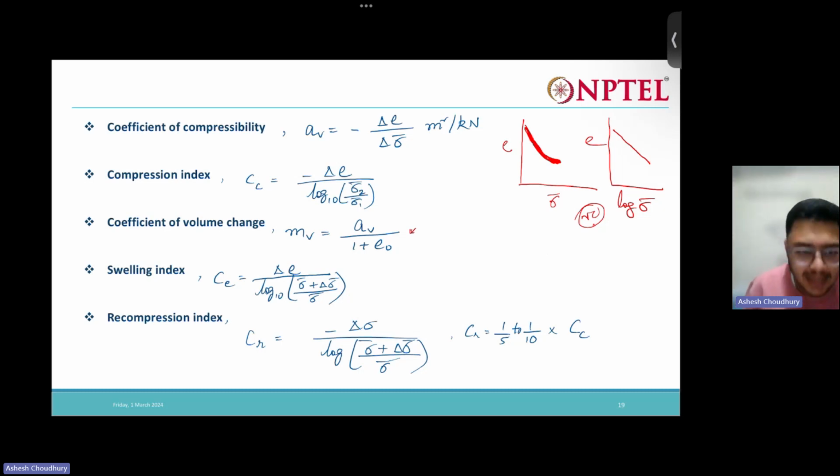Then we have the swelling index, which is delta e by delta log sigma. This is the swelling index. And then we have the recompression index. So all these are various indexes. We will see what swelling and recompression are in the next slide. All these things we will see.